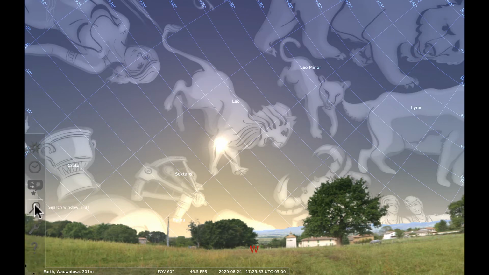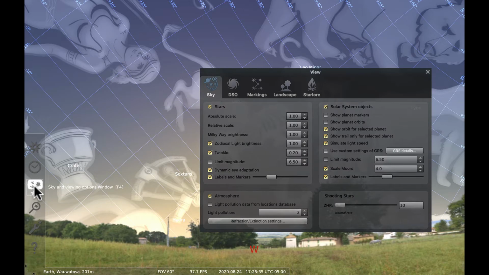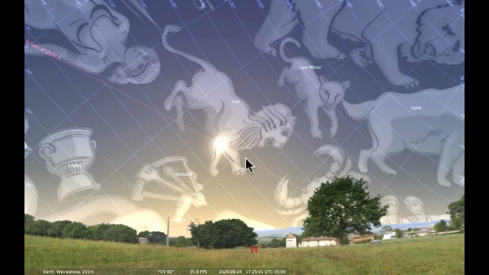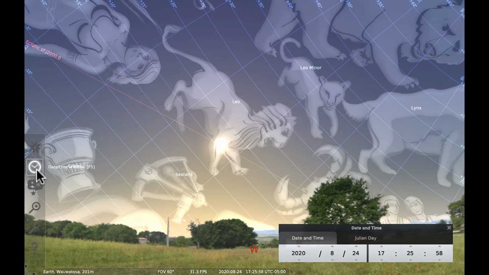And so to do so, let's open up our sky and viewing options and show the ecliptic line, which is the line that passes through the 12 signs of the zodiac along which the sun moves over the course of the year. Nowadays, we understand this to be the plane of the solar system, and we'll come back to that later.